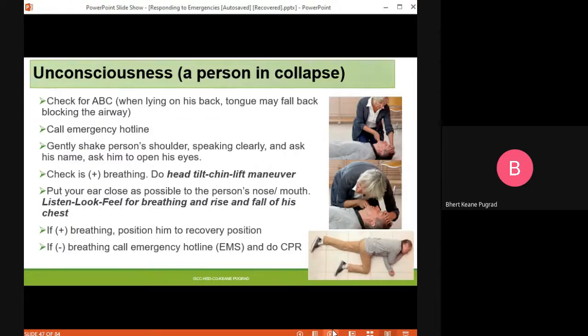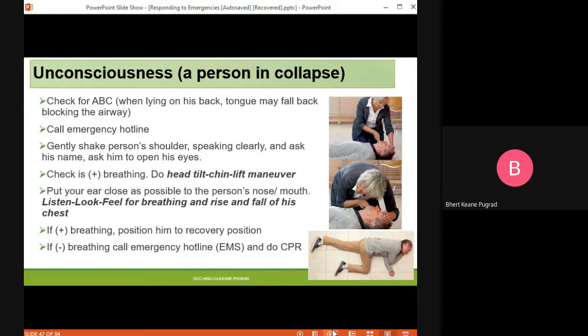Okay, so what do we need to do if the patient has experienced collapse? Okay, so first we need to check for airway, breathing, and circulation. So when the patient is lying on his back, take note that the patient's tongue may fall back and thus it would block the airway. So ano yung gagawin natin? We need to do the head tilt chin lift maneuver.